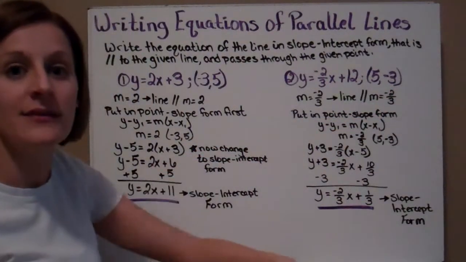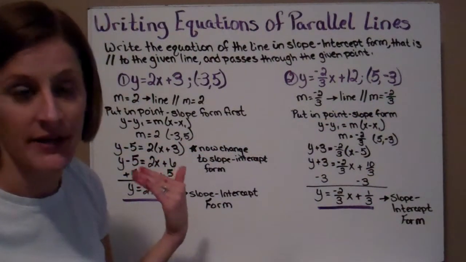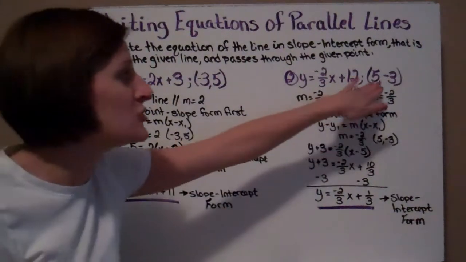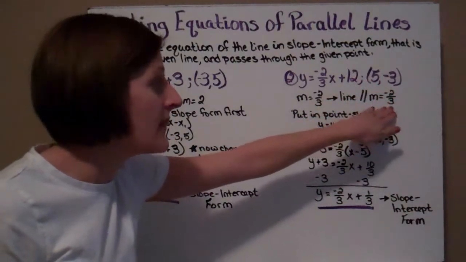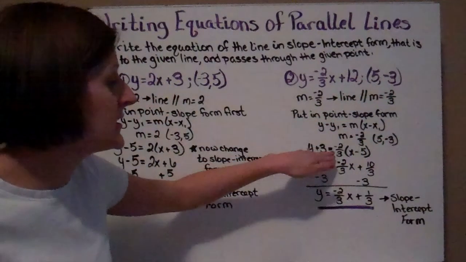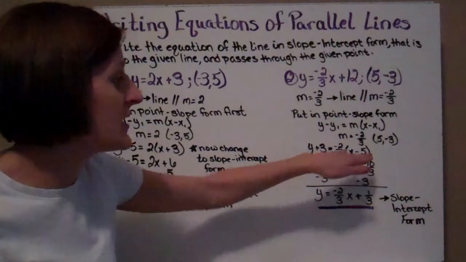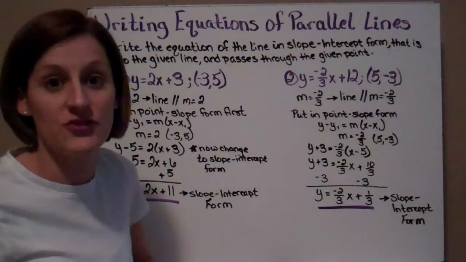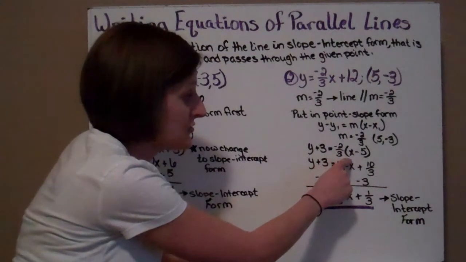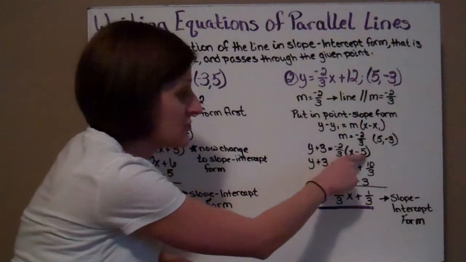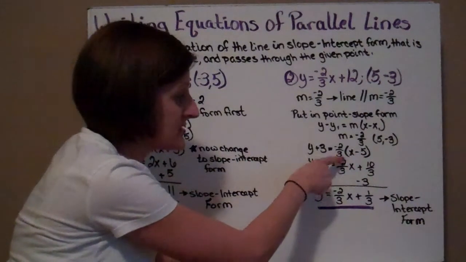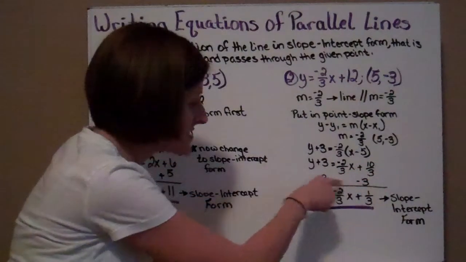So you take that. Now I ignore that equation of that line. Just toss it out. You're going to put it in point-slope form using this point and this slope right there. So I get y plus 3 equals negative 2/3 times x minus 5. Now I solve for slope-intercept form. Multiply 2/3 times x and negative 2/3 times minus 5, which gives you y plus 3 equals negative 2/3 x plus 10/3.